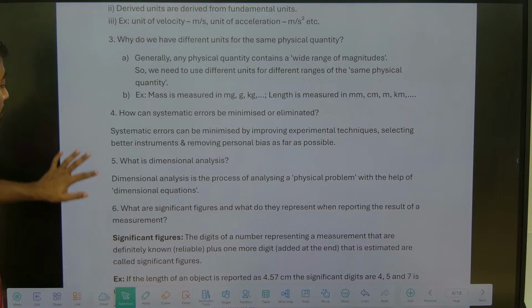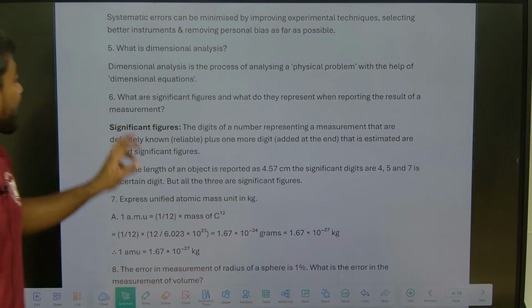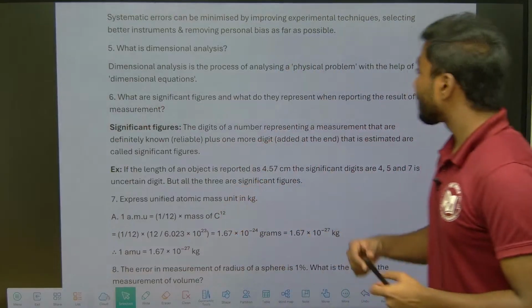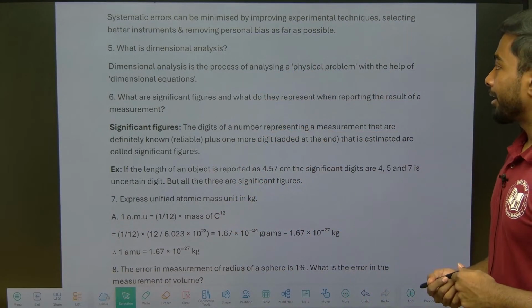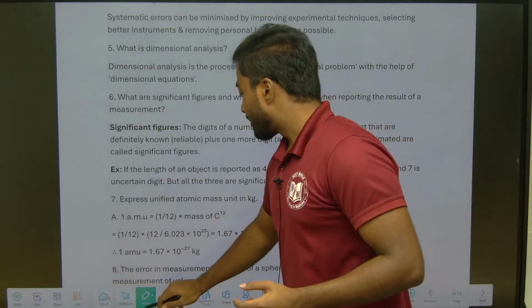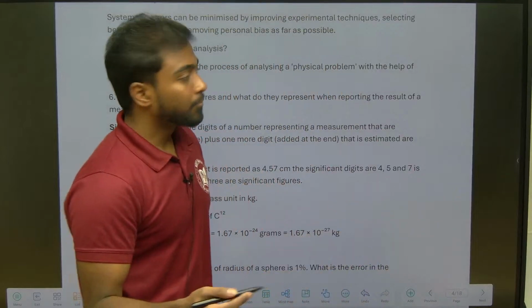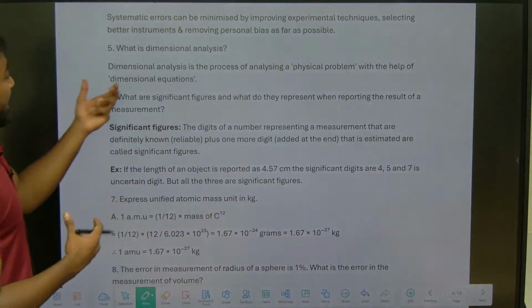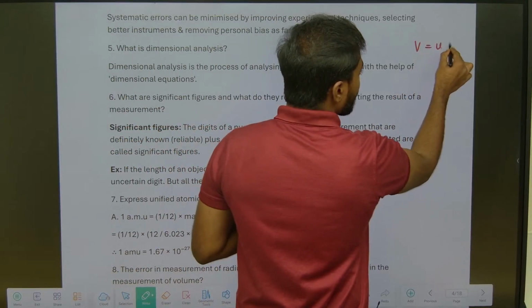So next, what is dimensional analysis? Dimensional analysis is the process of analyzing a physical problem with the help of a dimensional equation. For example, we know the kinematic equations we have studied. Now, dimensional analysis in the sense: v is equal to u plus at.